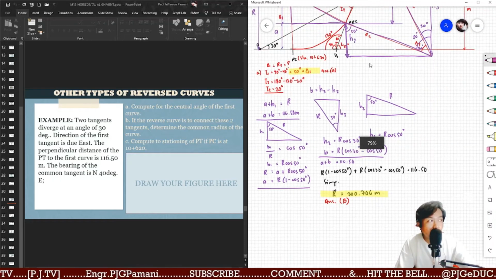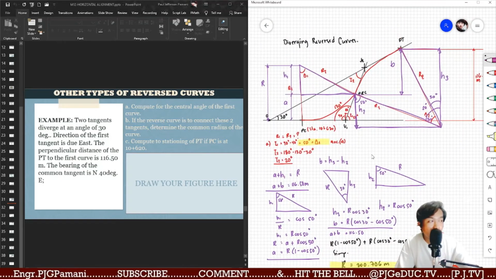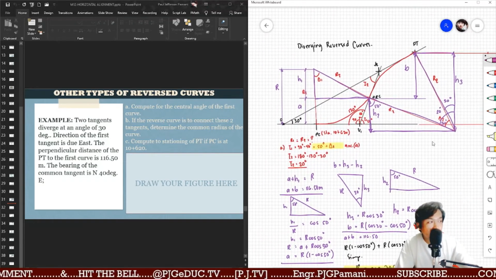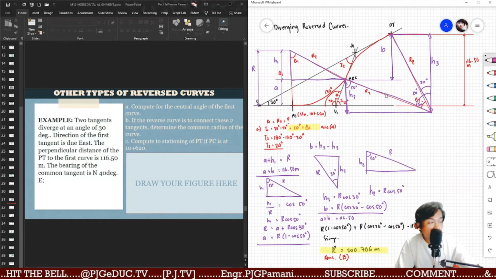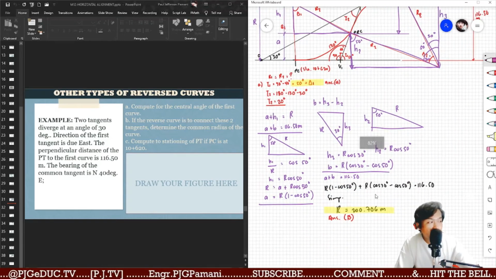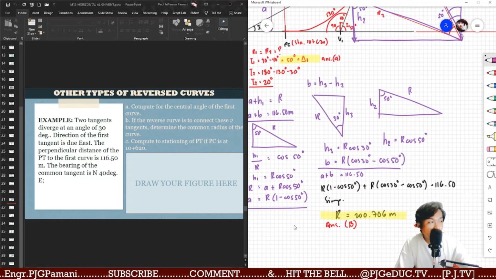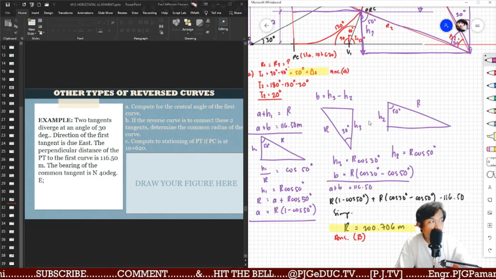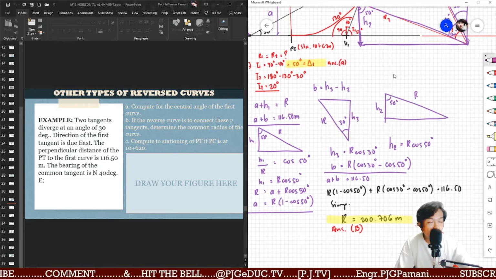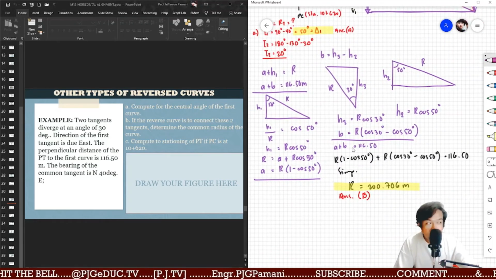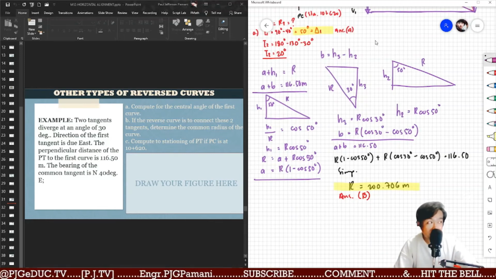Nagets po ba kung saan nakuha yung mga figure ng triangles natin? Paglaruan nyo lang yung reverse curve ho, tapos hati-hatiin nyo lang yung triangles nyo. But most likely, ito yung ating general formula in computing the common radius of a diverging curve having equal radii. Parang na-derive lang natin siya by answering the problem.